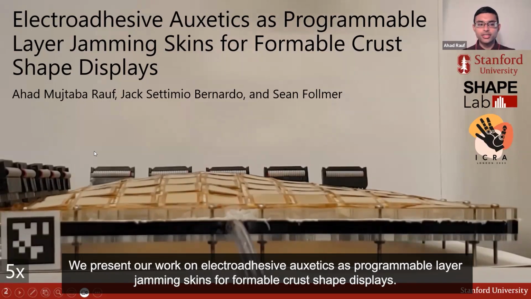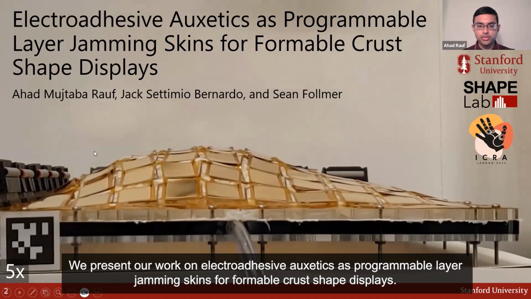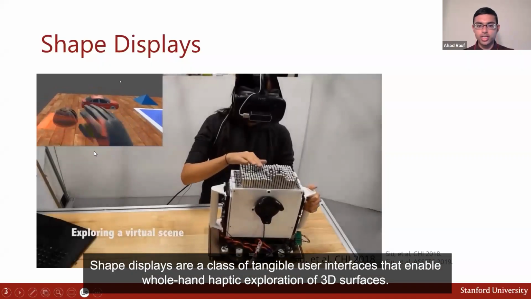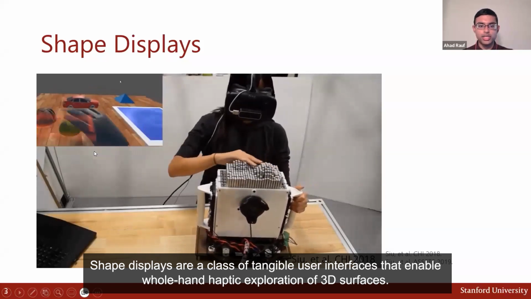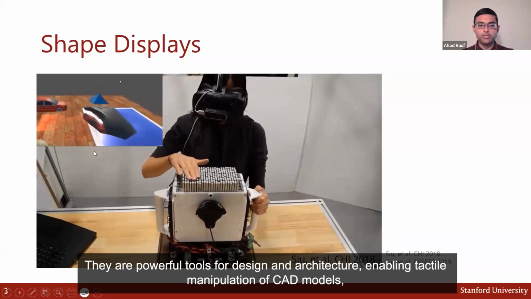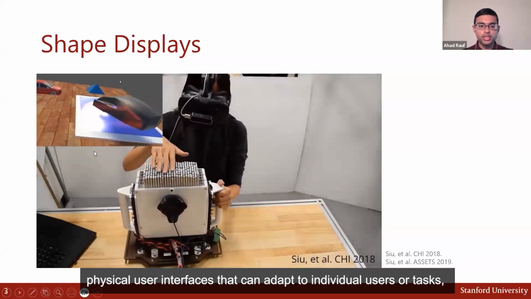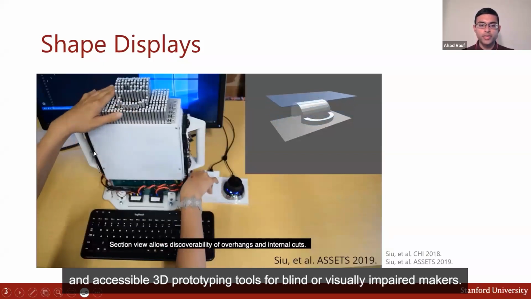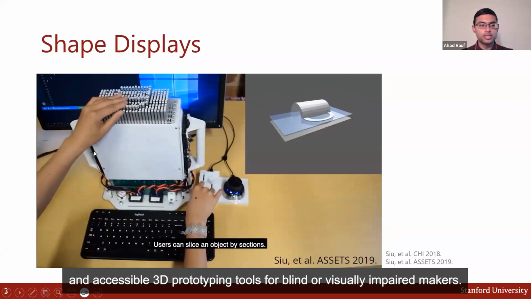We present our work on electroadhesive auxetics as programmable layer jamming skins for formable crust shape displays. Shape displays are a class of tangible user interfaces that enable whole-hand haptic exploration of 3D surfaces. They are powerful tools for design and architecture, enabling tactile manipulation of CAD models, physical user interfaces that can adapt to individual users or tasks, and accessible 3D prototyping tools for blind or visually impaired makers.